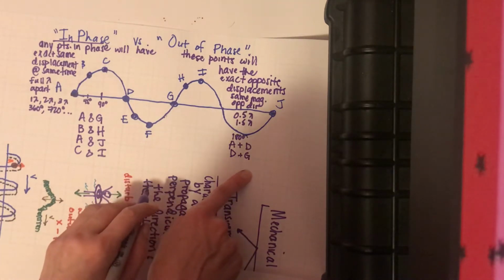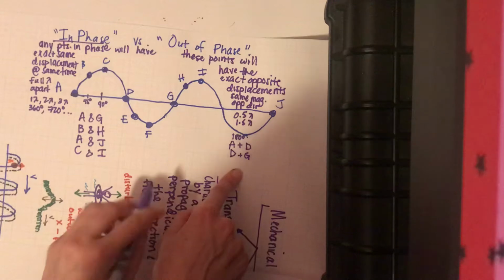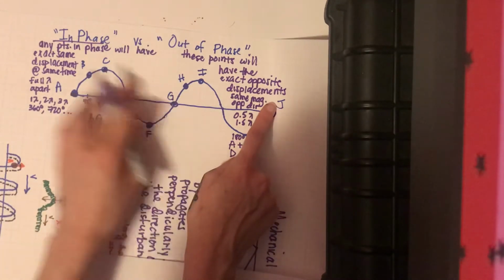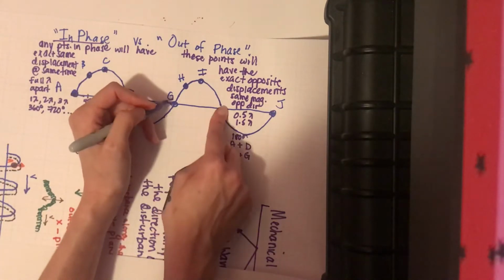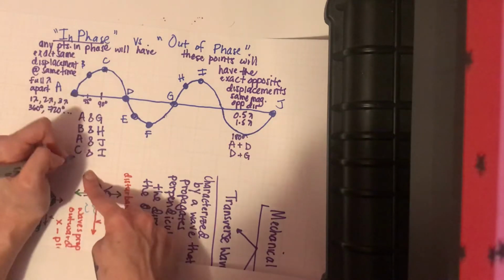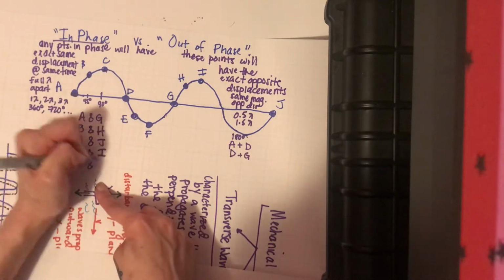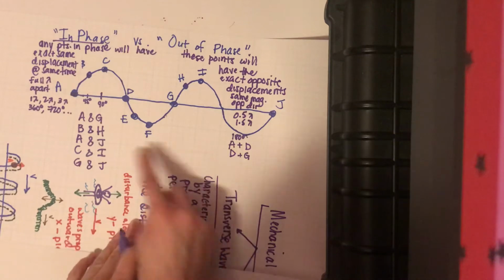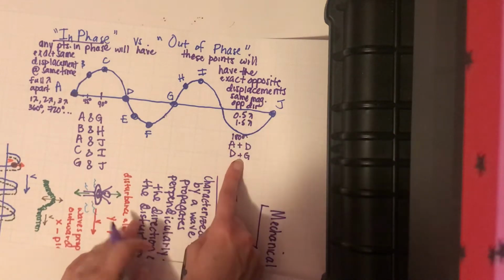Now I'm realizing something. We never got G and J as in phase, right? So 90, 180, 270, 360. So let's add that to our in phase list. G and J. Sorry, I missed that. Okay, so back to out of phase.